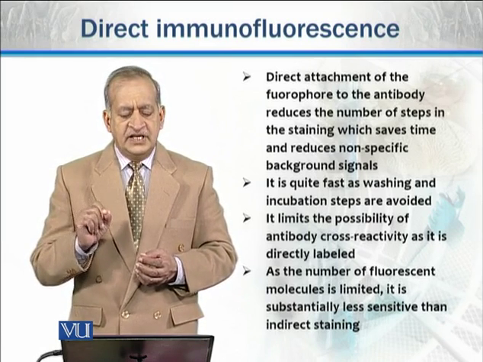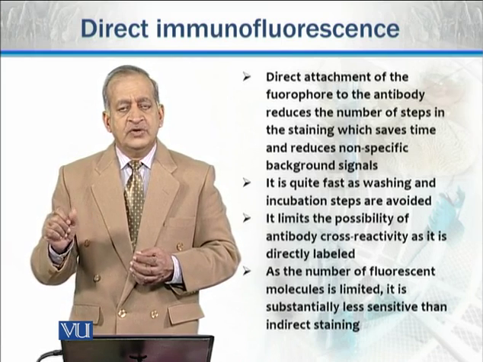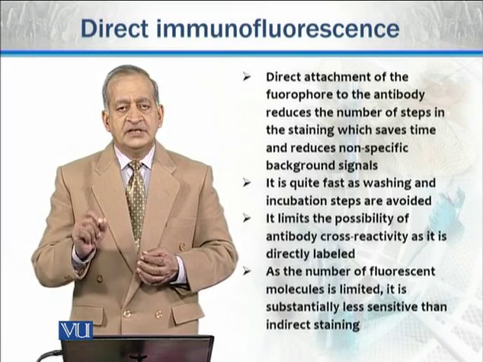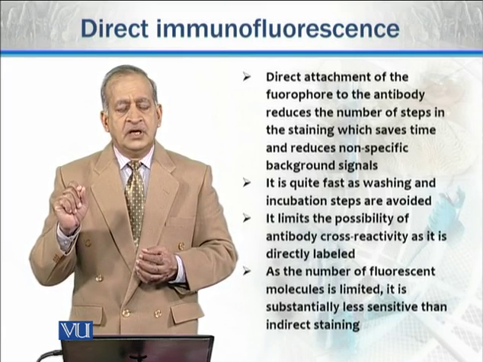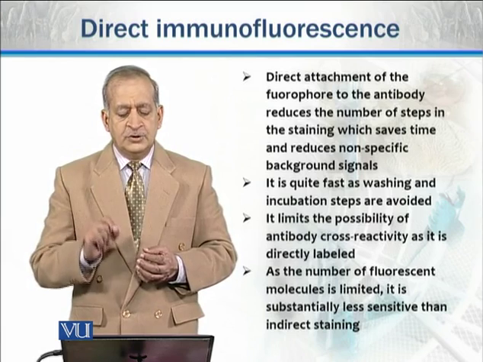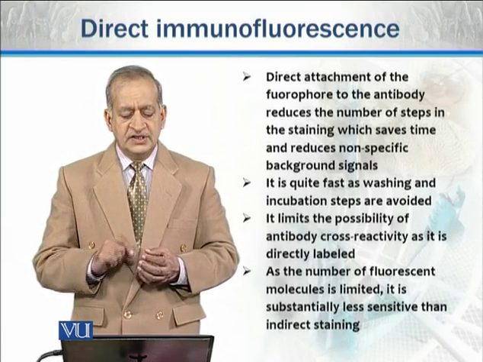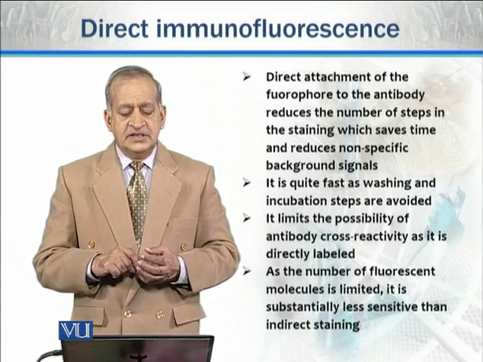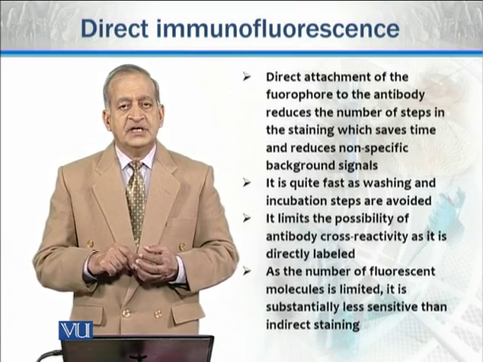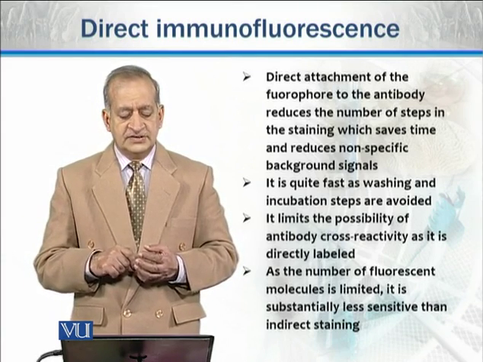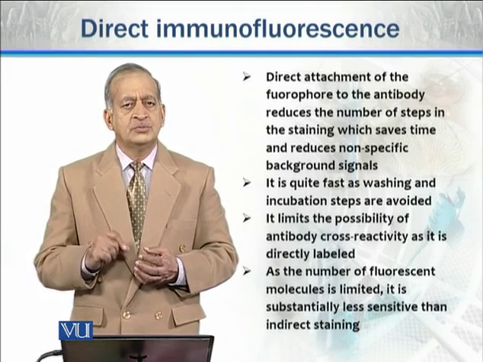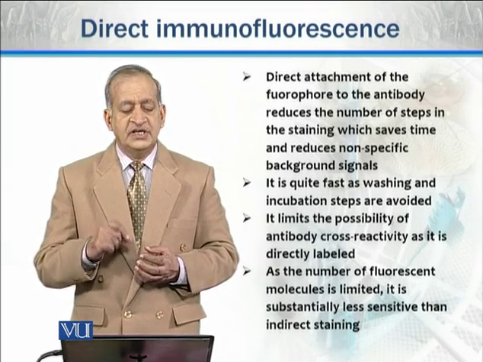So if we compare this direct immunofluorescence with indirect immunofluorescence, which we will discuss later on, it is more beneficial. The reason is that it is one-step staining. Only in one step we are able to see the cells, and similarly there is reduced background signal. At the same time, direct immunofluorescence is quite fast, as there are fewer washing and incubation steps as compared with indirect immunofluorescence. It limits the possibility of antibody cross-reactivity as it is directly labeled. So there is less problem of cross-reactivity in direct immunofluorescence.